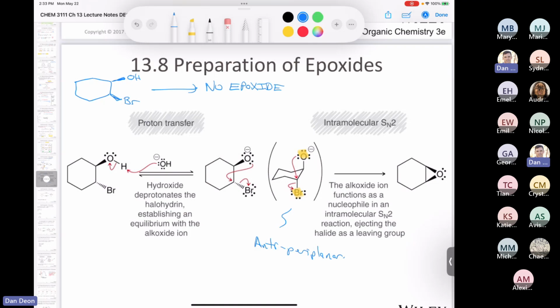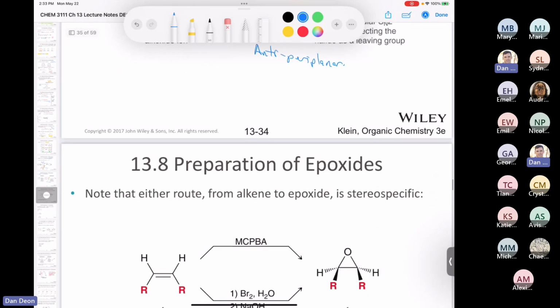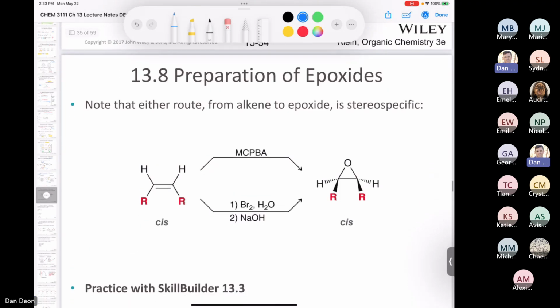Even if you're like, I'm not sure if I'll remember it, but I think I'll remember it, that's good enough for me at this point. We're learning the subject. All right, so now you've got two routes to make an epoxide. And the good news is that they're both stereospecific. If you start with cis, you get cis. If you start with trans, you end up with trans.